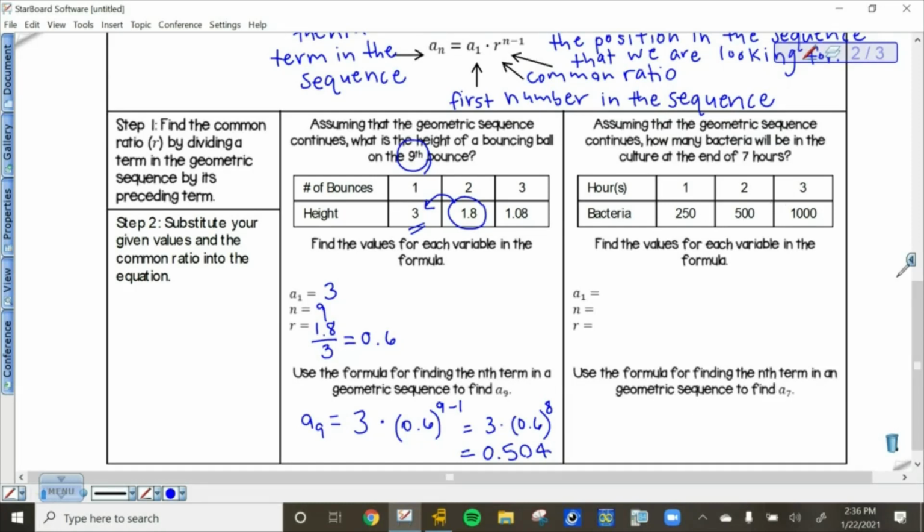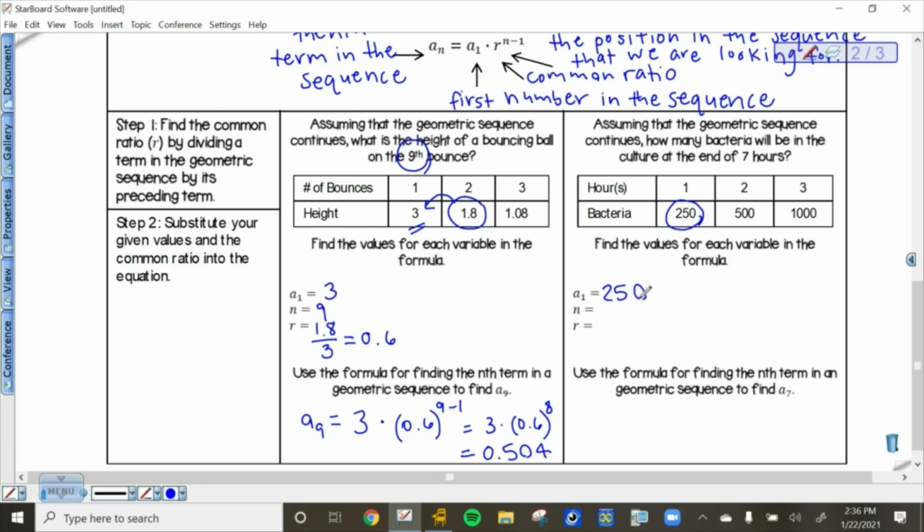Let's look at this one. So now we have a similar problem, except this time we're looking at bacteria. So assuming that this geometric sequence continues, how many bacteria will be in the culture at the end of 7 hours? So we first need to find our values for each variable in the formula. So A1, that's going to be our first term in the sequence. Our first term is right here, it's 250.